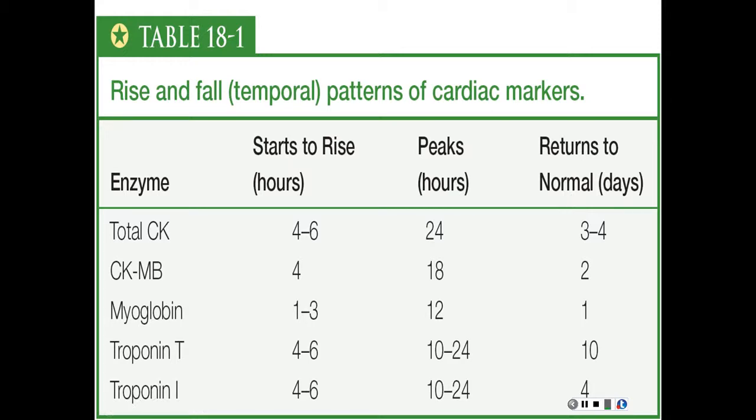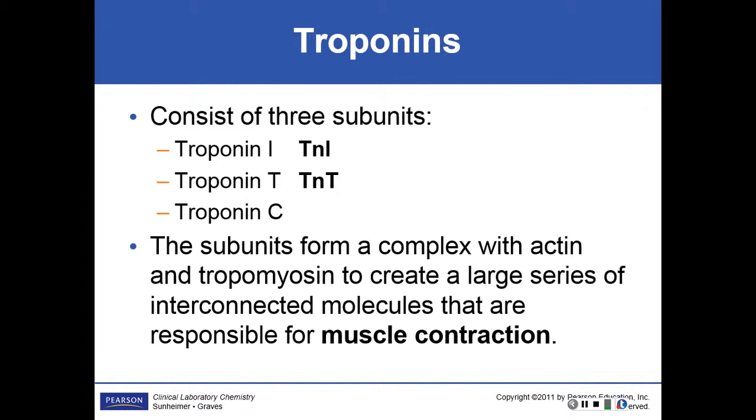There's a significant difference. So we don't usually use one specific cardiac marker. We use multiple. First we'll discuss the troponins. There are three subunits, I, T, and C. Specifically I and T are related to cardiac tissue.